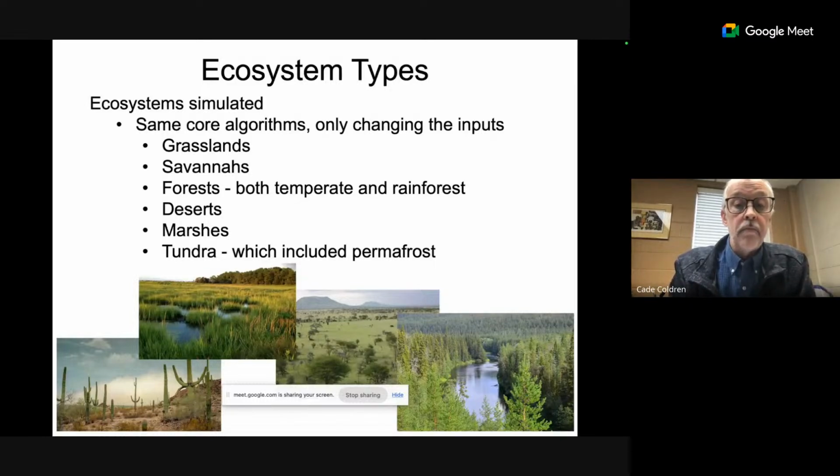And so now, 27 years on for me, the ecosystems that we have simulated using the same core algorithms, just changing the inputs, range from the grasslands, savannas, and forests, and not just temperate forest, but also rainforest. We have an application where we've got more than 3 meters of rainfall annually. Deserts, marshes, both freshwater and saltwater, and tundra. And that one actually involved the most code changes in order to bring in permafrost.